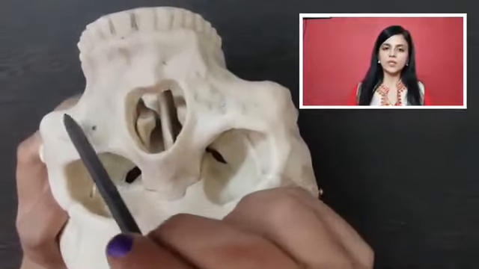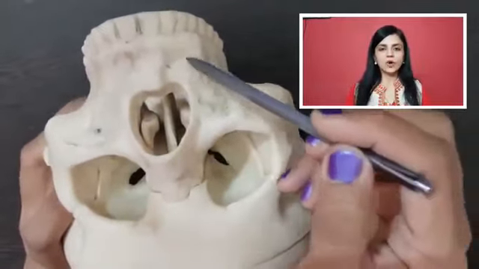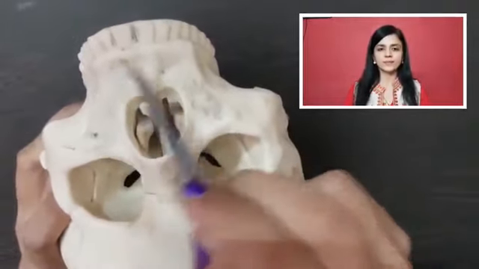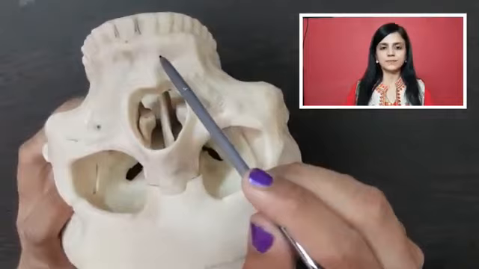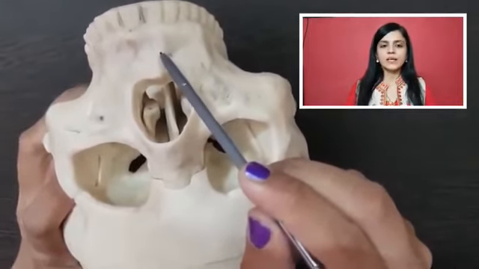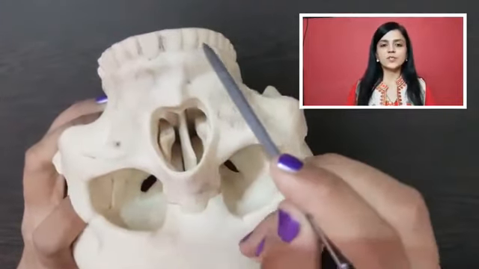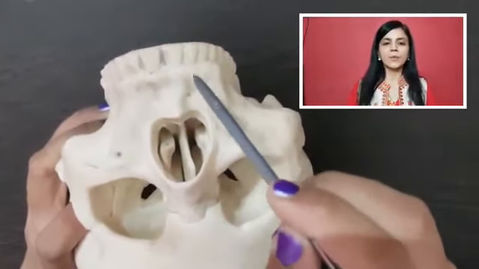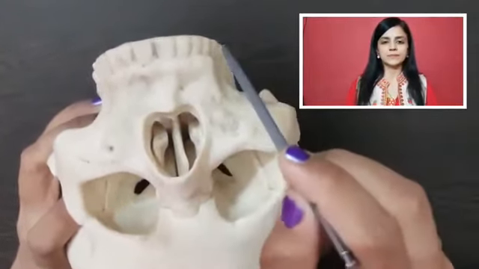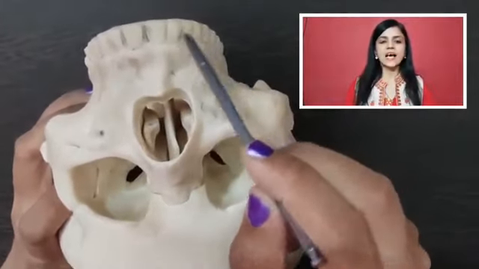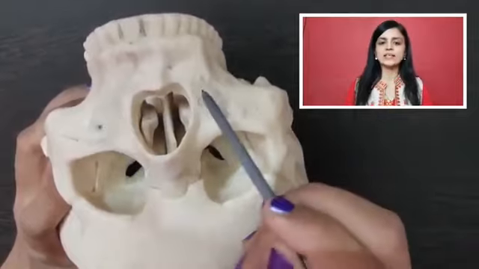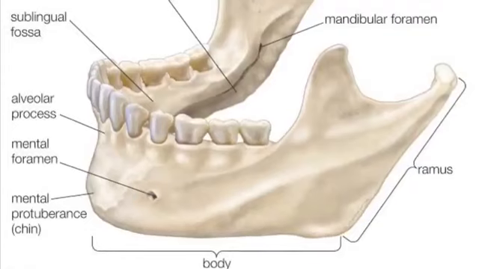Next bone is maxilla. We can say upper jaw bone. This originates as two bones, but fusion takes place before birth, right? Here we can see alveolar ridge in this part, which projects downward and carries the upper teeth. On each side we can see large air sinuses. Inside this we can see maxillary sinuses.